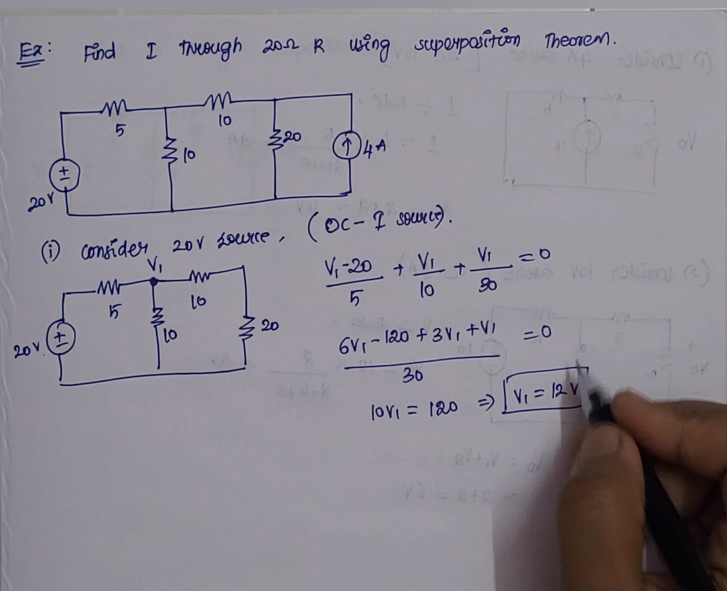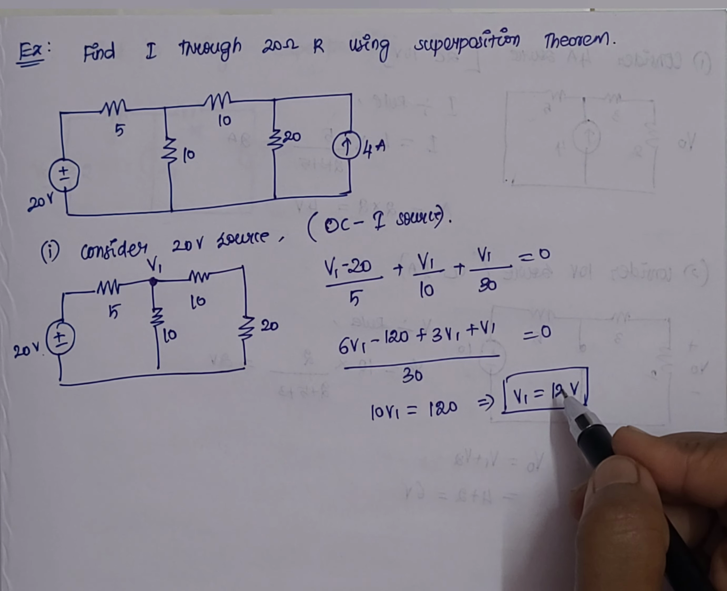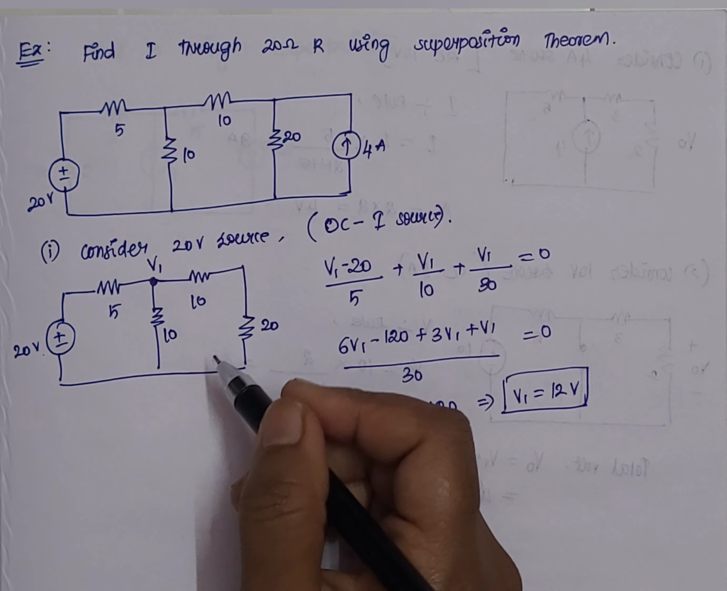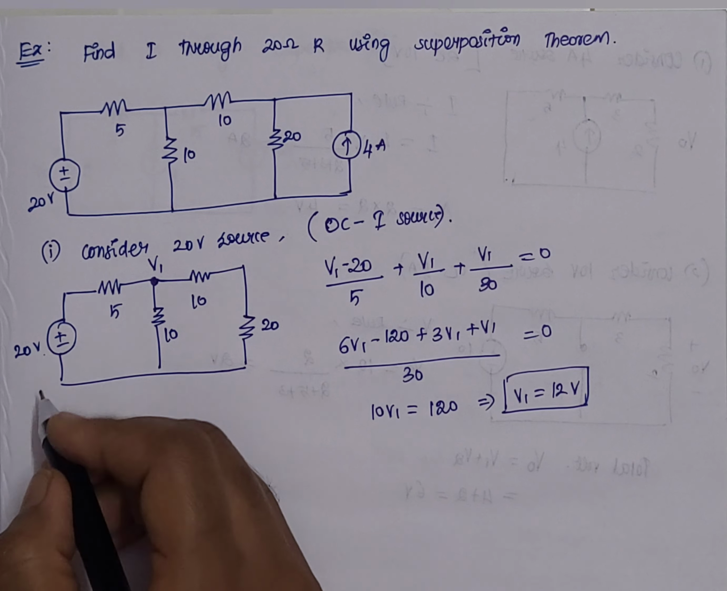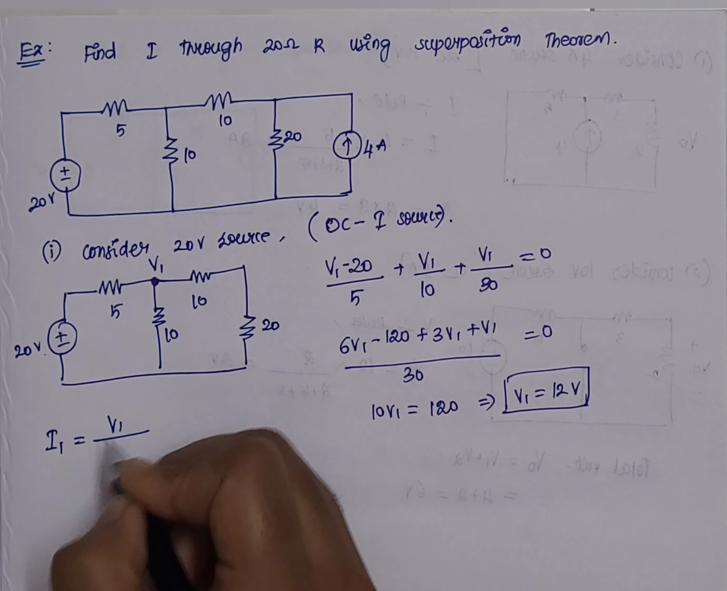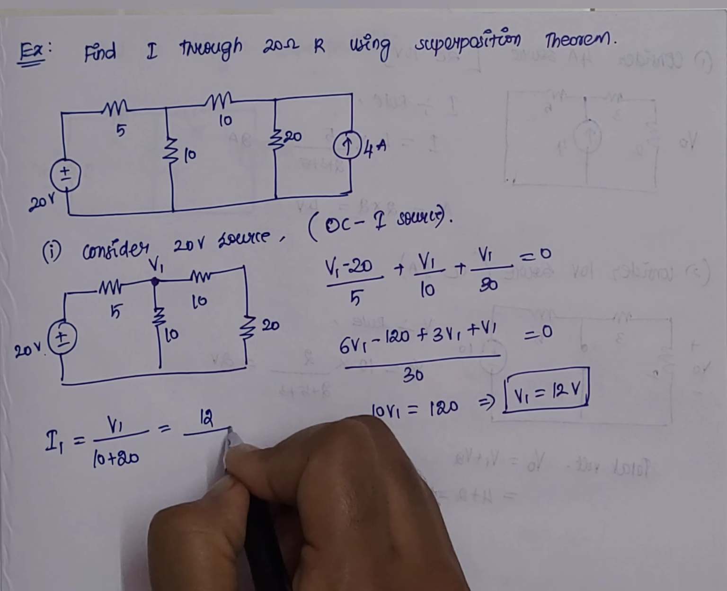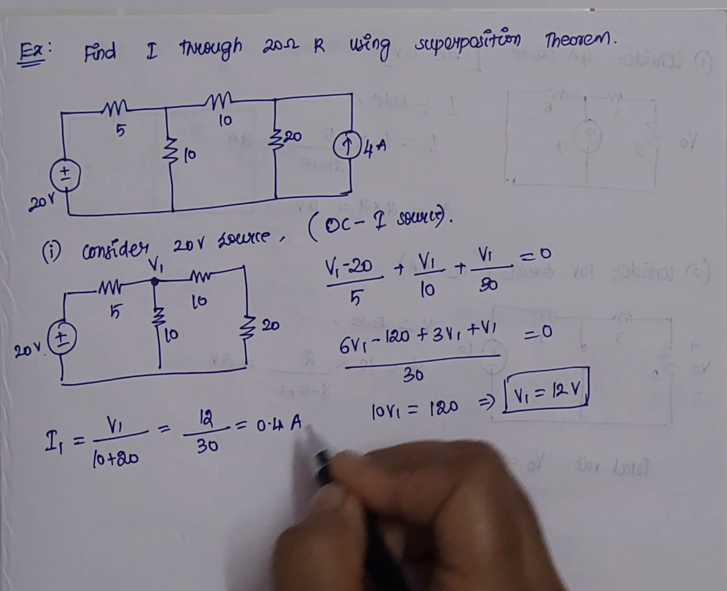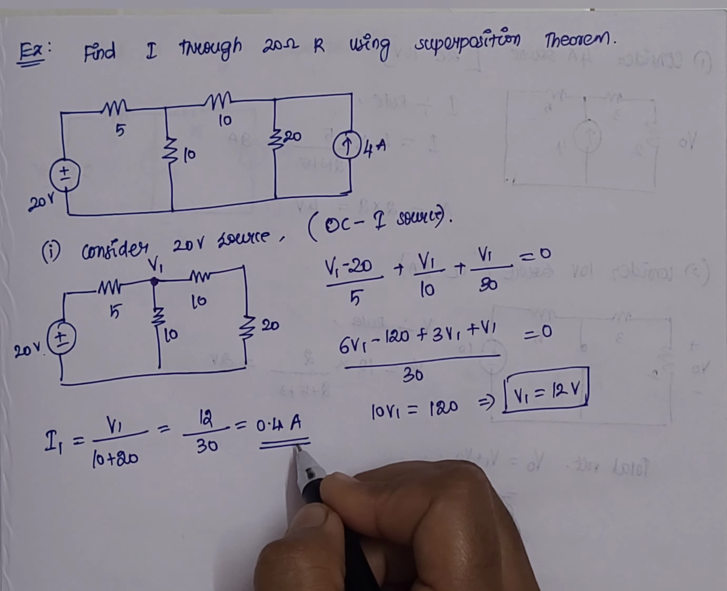So this is the value that we have obtained in the first consideration. We are supposed to calculate the current through the 20 ohms resistor, so across this particular branch we have to calculate the value of current. Let it be I1, which is equal to V1 divided by 10 plus 20. V1 value is 12, divided by 30, which is equal to 0.4 amperes. So this is the value that we have obtained under the first consideration.